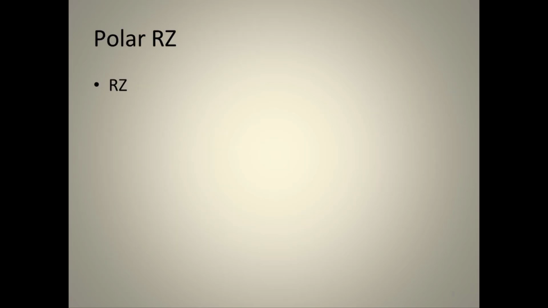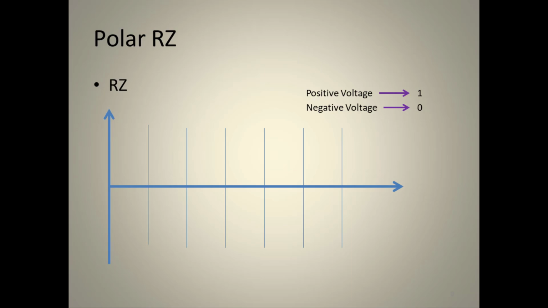Now the third scheme in polar is RZ, which is called return to 0. Here positive voltage means 1 and negative voltage means 0. Let us see how it is different from the previous two schemes. For 1 the voltage starts from positive and returns to 0, and for 0 the signal starts from the negative side.